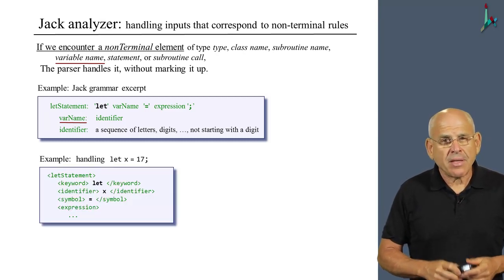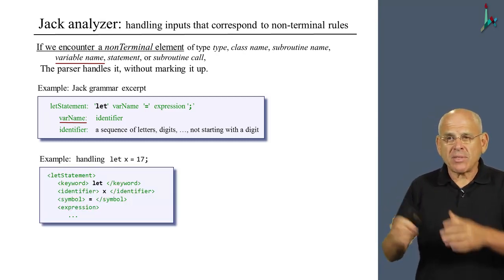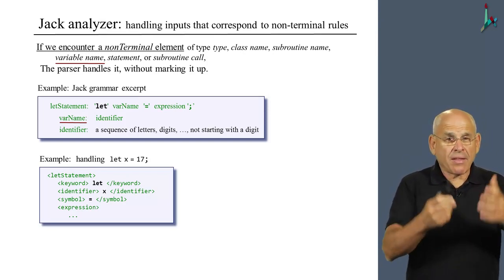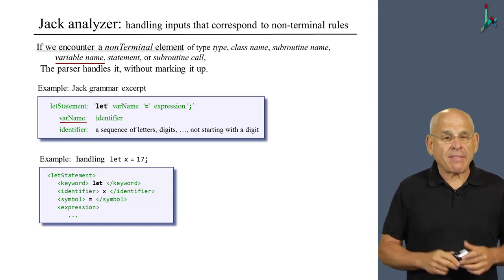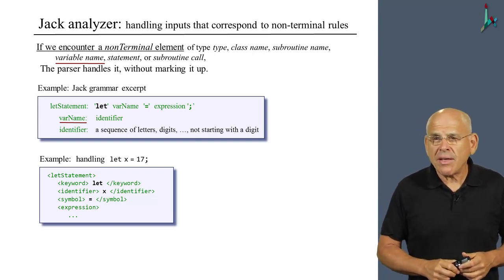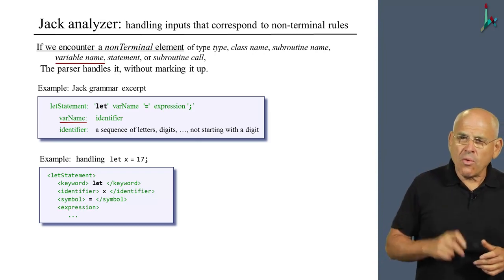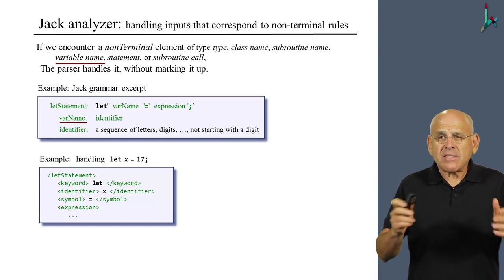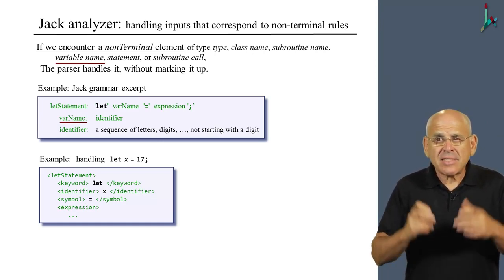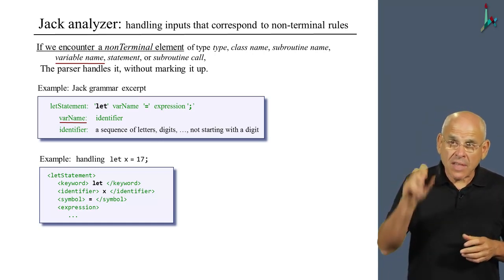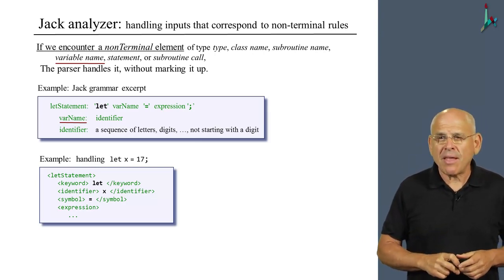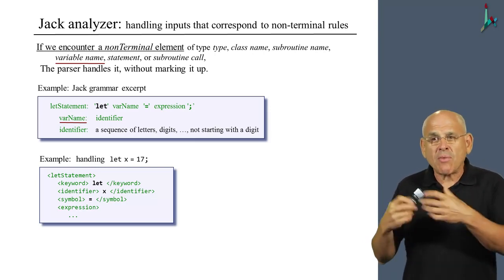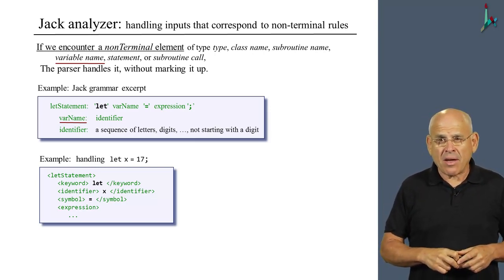So for example, if I have to handle let x equals 17, I look at the let statement, I record the fact that I have a let statement, I record the fact that I have a let token, and then, according to the rule, I should have a var name, right? However, look at the output. I don't say begin var name. I skip the var name rule because I was told that I'm supposed to skip it, and I delve right into the identifier, which is the right-hand side of the var name rule.